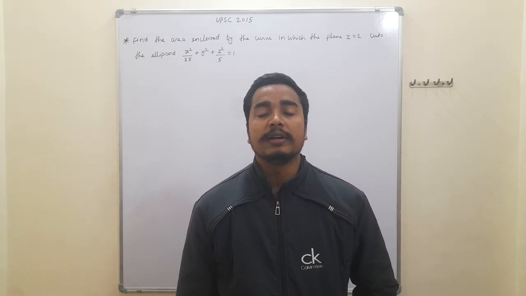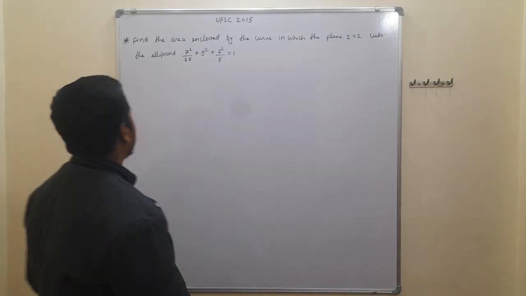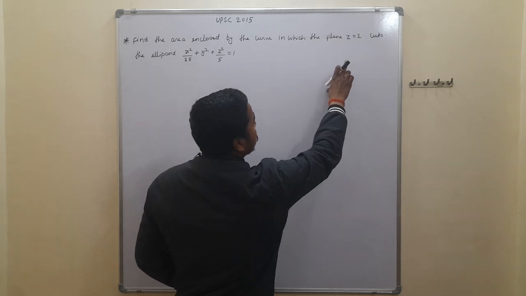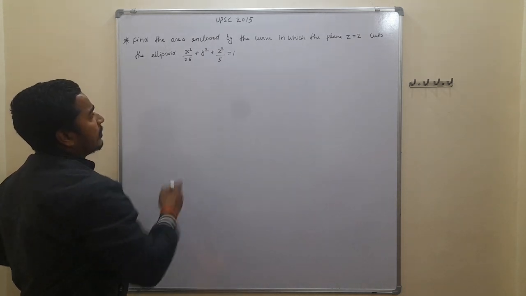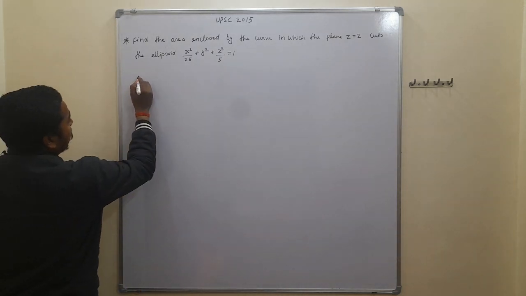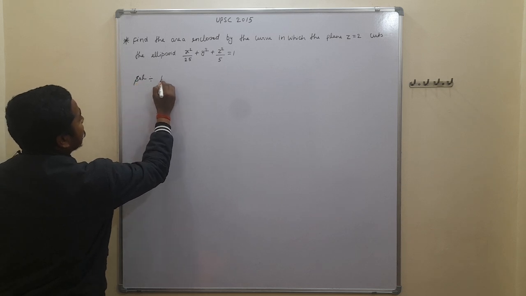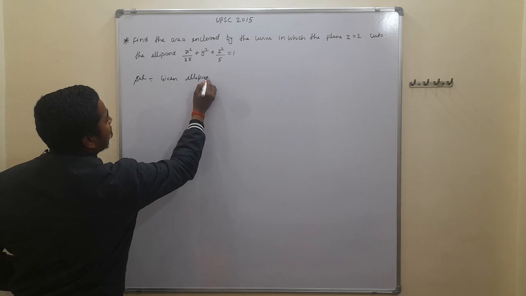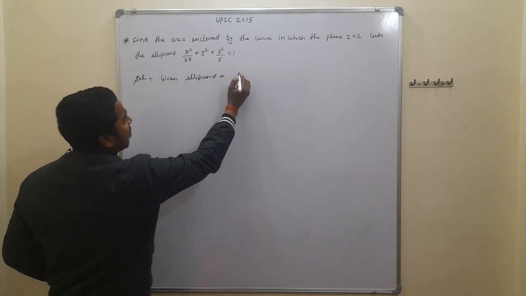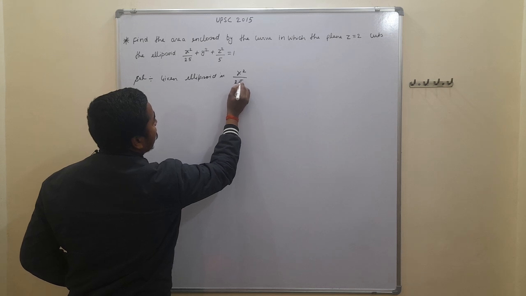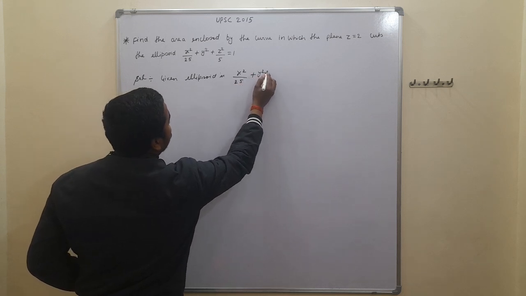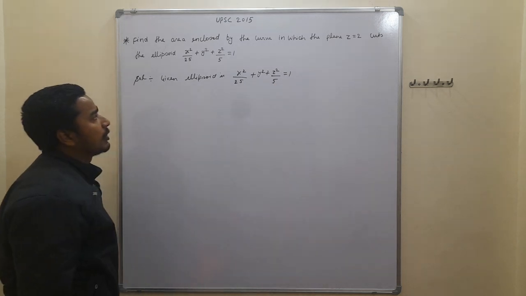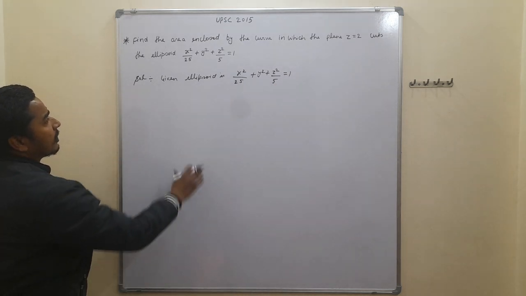From the topic area of the ellipsoid. In the question, find the area enclosed by the curve in which the plane z equals 2 cuts the ellipsoid. Here the ellipsoid is given. Let's solve the problem. The given ellipsoid is x square upon 25 plus y square plus z square upon 5 is equal to 1. This is the equation of the ellipsoid.